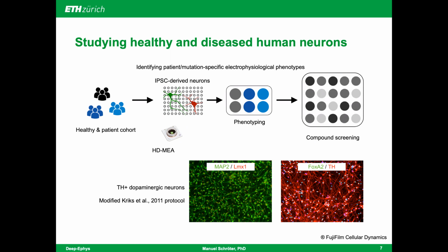In our case, we used two isogenic cell lines of purified dopaminergic neurons that were generated using a well-established protocol, the protocol by Kriks et al. In addition to healthy control dopaminergic neurons, we used a line with a mutation in the SNCA gene, A53T, associated with early onset Parkinson's disease.